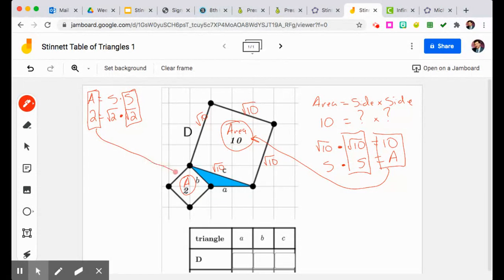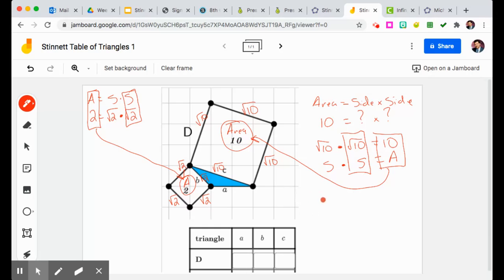So this is my area, they told me, and each side is the square root of 2. So this side up here is the square root of 2, this one down here is the square root of 2, this one right here is the square root of 2, and this one right here also is the square root of 2. So all four sides of the square are the square root of 2 each. The big square has side lengths of the square root of 10. All right, and I want to make sure we understand what's happening here.